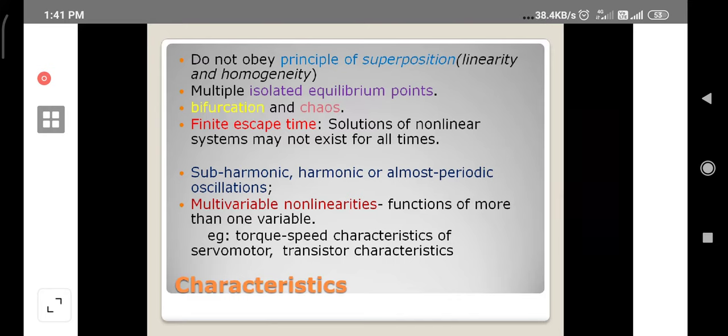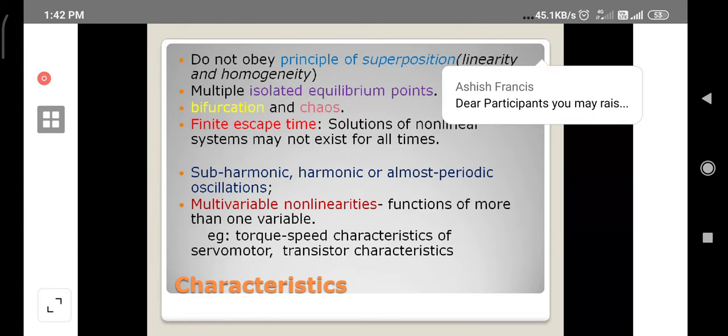And homogeneity represents, say, suppose x1 and x2 are two inputs, and x1 produces an output y1, and x2 produces an output y2. Then the sum of x1 and x2 must produce an output y1 plus y2. So x1 plus x2 will give y1 plus y2. That principle is not applicable in nonlinear systems.